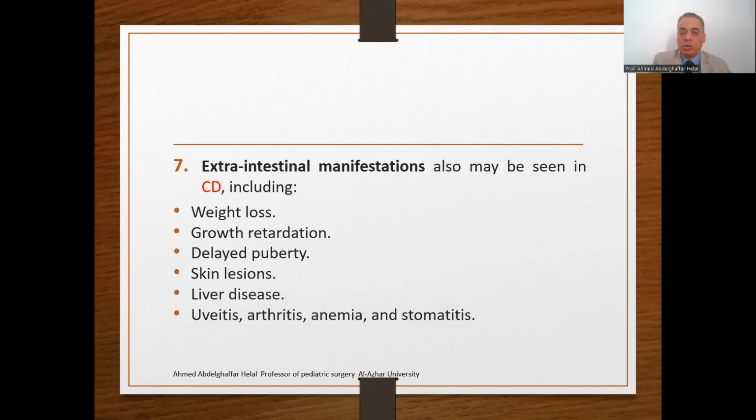Extraintestinal manifestations may be present here also, like in ulcerative colitis. There may be weight loss, growth retardation, delayed puberty, skin lesions, liver disease, arthritis, anemia, uveitis, and stomatitis. So it's a combination of inflammation and autoimmune dysregulation. Inflammation of the gastrointestinal tract may be superficial in ulcerative colitis, while it may be deep and penetrate with sinus, fistula, and abscess in Crohn's disease. However, both diseases are affected with autoimmune dysregulation in other systems.